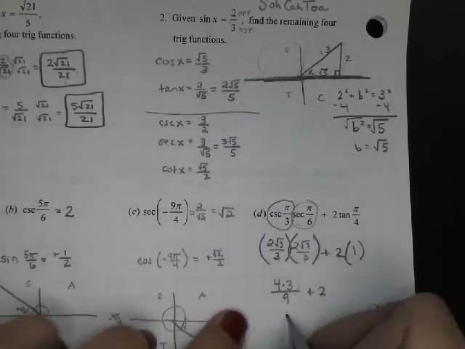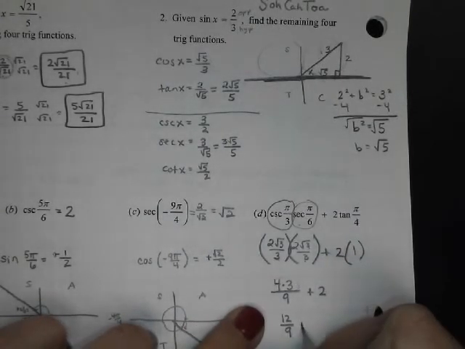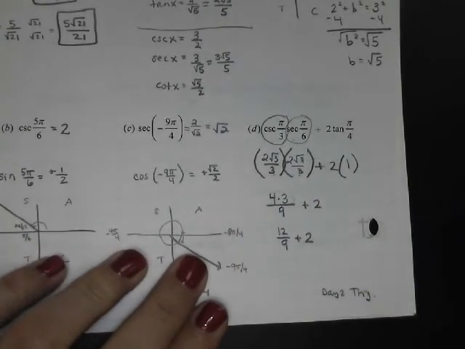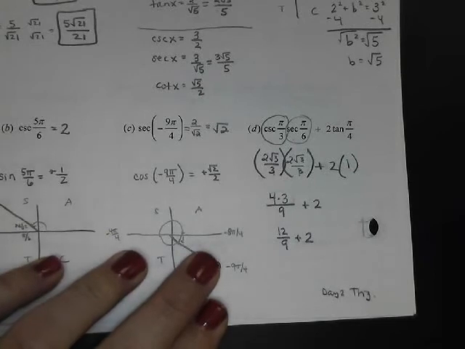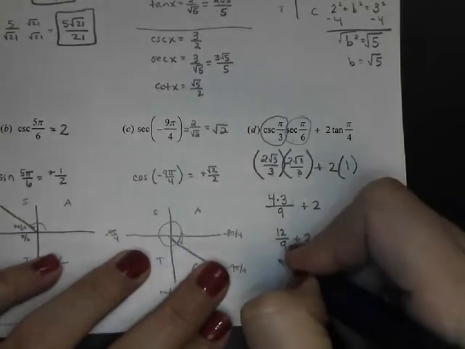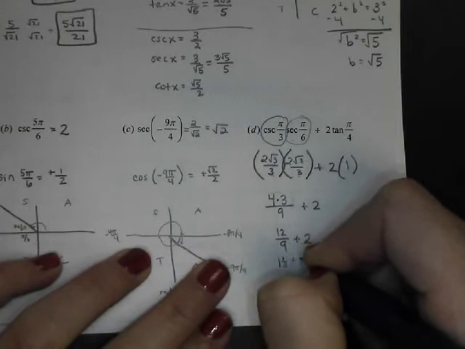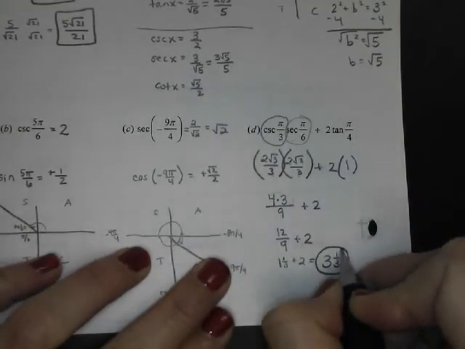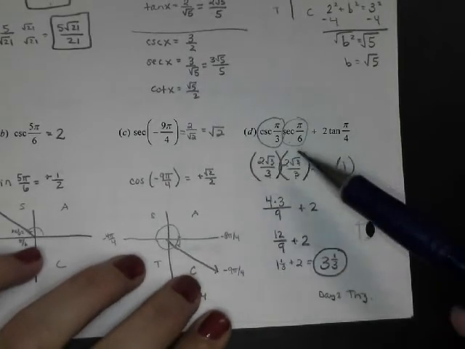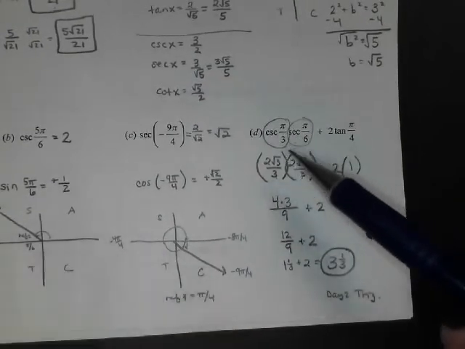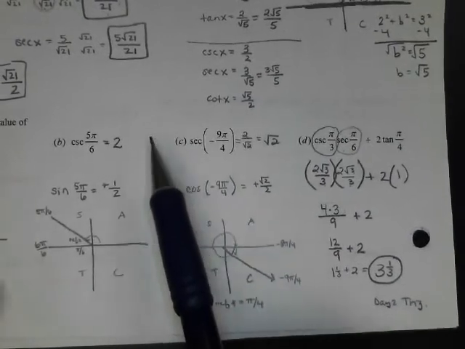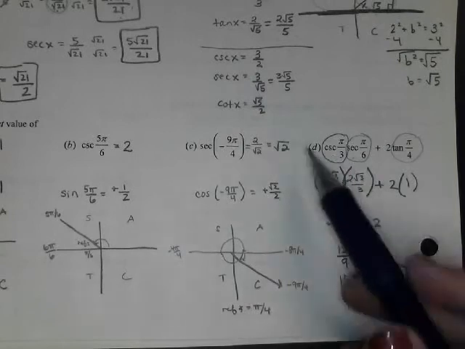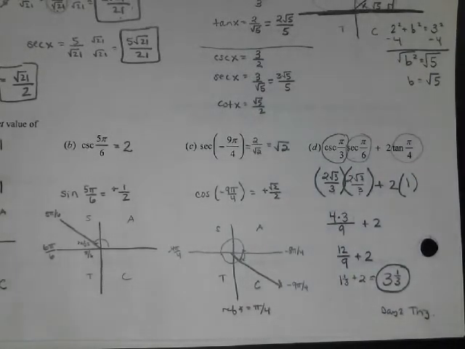So that's going to be 12 ninths plus 2. And 12 ninths is 1 1/3, plus 2. So that's going to be 3 1/3. So that one had like 3 parts. It would have been a lot tougher if it was 3 different parts we had to think about. But luckily, because we have that table near, we could just grab those values and go.